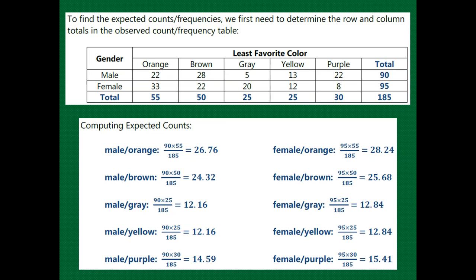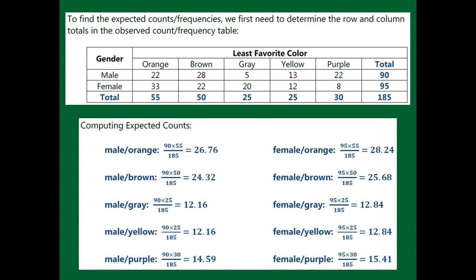The first one, the expected count of people who are male and whose least favorite color is orange. We have a male row total of 90, an orange column total of 55, and the overall total is 185. So the expected count would be 90 times 55 divided by 185, which rounded to two places is 26.76. Next, the expected number of people who are female and who have a least favorite color of orange. We have a female row total of 95, an orange column total of 55, overall total of 185, so 95 times 55 divided by 185, which is 28.24 rounded to two places. Then you do the exact same thing for every other cell in that table.